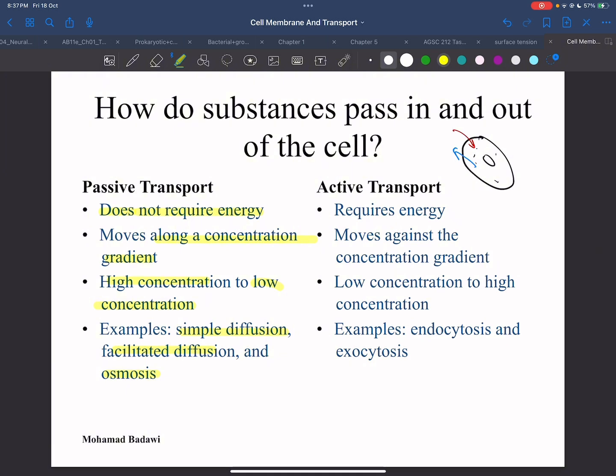While active transport, from the word active, means it requires energy. This energy is usually in the form of ATP. Now, why does it require energy? The reason why it requires energy is because it moves against the concentration gradient. What does it mean, moving against the concentration gradient? That means it moves from a low concentration to a higher concentration. Now, two examples are endocytosis and exocytosis.